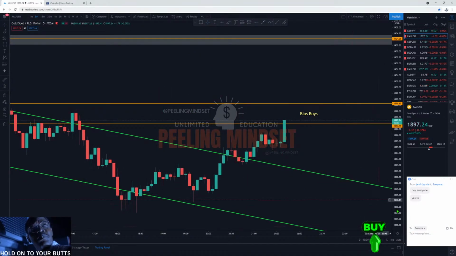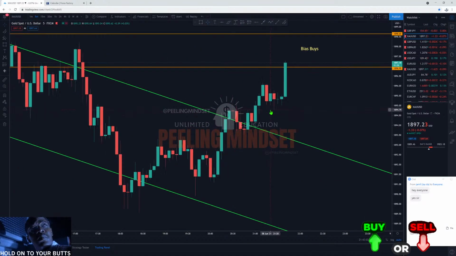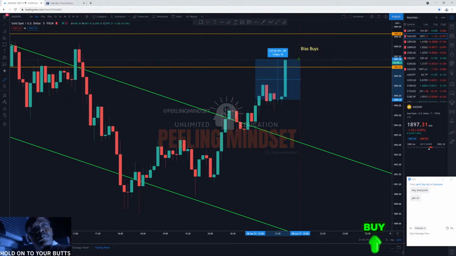So this setup we discussed right at the beginning, on the break of this candle's high, a buy around here did make sense, but it was an advanced trade, obviously. So I wouldn't recommend traders, for example beginner traders, taking that sort of trade.